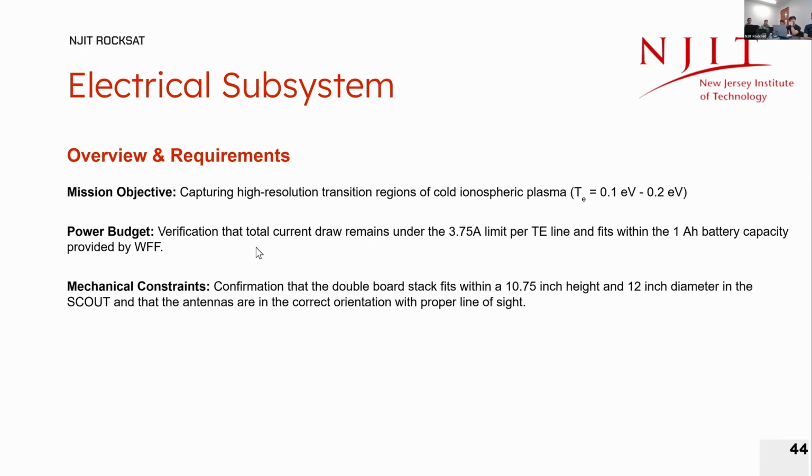So for the electrical subsystem, I'll briefly go over the mission objectives. We're capturing high-resolution transmission regions in the cold ionospheric plasma. For the power budget, we want to verify that the total current draw remains under 3.75 amps per TE line and fits within the 1 ampere-hour battery capacity provided. Mechanical constraints: I'm communicating with the mechanical team regarding the given height constraints, but that doesn't pose a real issue right now.